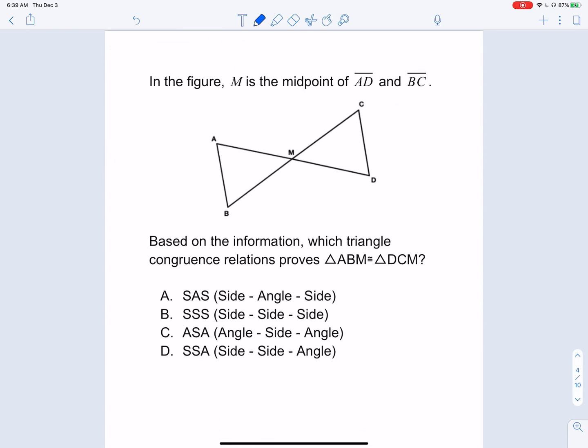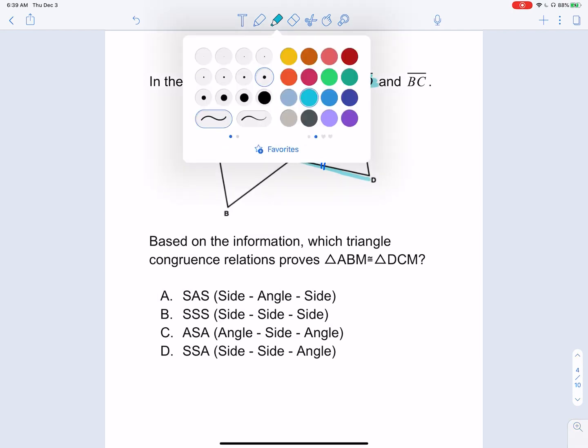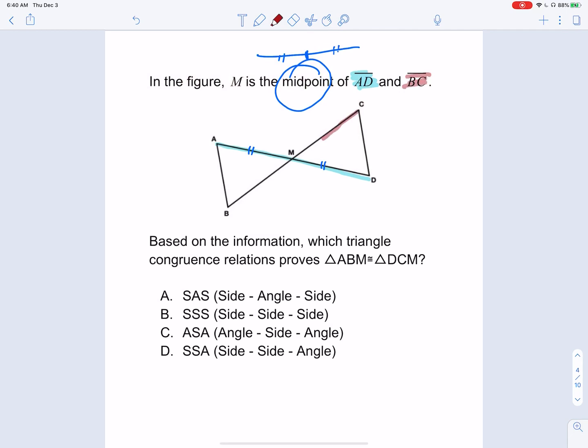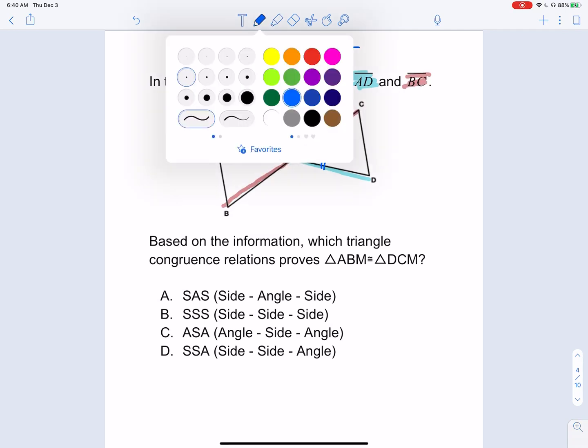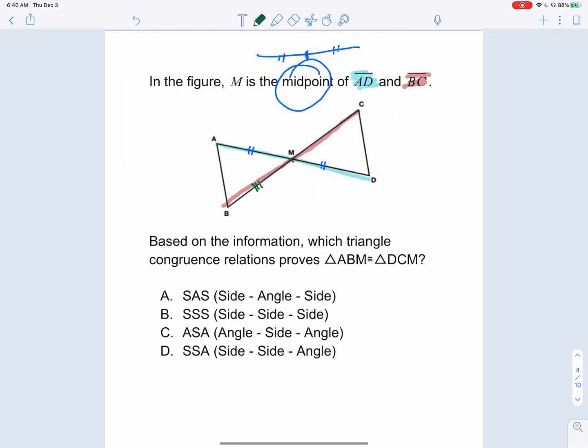Oh, this one too. Okay, so in the figure M is the midpoint of AD and BC. Remember, midpoint is the halfway point, so it's in the middle. So it makes this side equal to this side. If M is the midpoint of AD, that means this side is equal to this side, because this is all AD and M is the middle. If M is the midpoint of BC, then that means that this little part right here is the same as this part right here. All right?